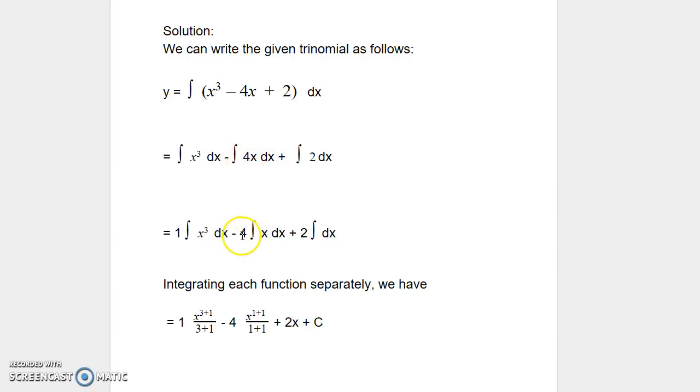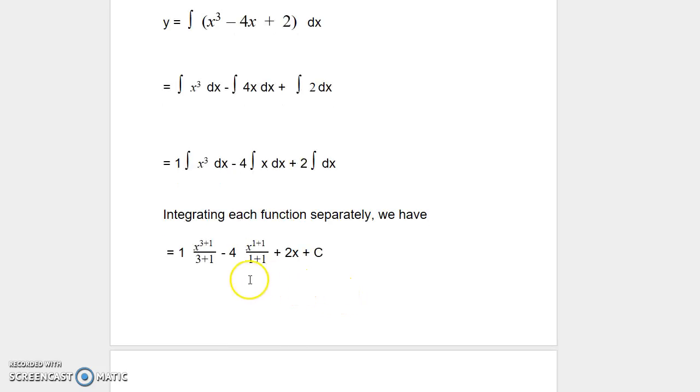4 is a constant, so we're going to take 4 outside of the integration process. Integral x dx plus, 2 is a constant in this third term, so we're going to pull the 2 outside. So 2 integral dx. We're going to now integrate each one of these functions separately, and when we do that, this is the way we're going to write it out.